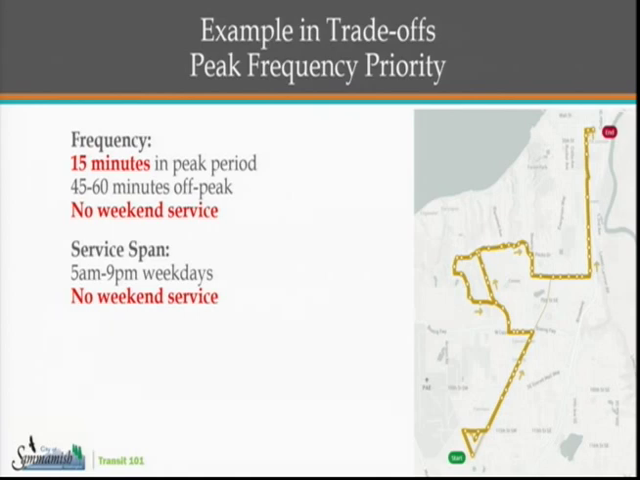If you were to try to prioritize more peak frequency, maybe more of a traditional AM and PM peak commute time, and operate every 15 minutes during that peak period, one trade-off would be you could no longer operate weekend service. And so there are obviously implications for no more weekend service, but having more frequent service during the commute period where perhaps more people are attempting to travel.